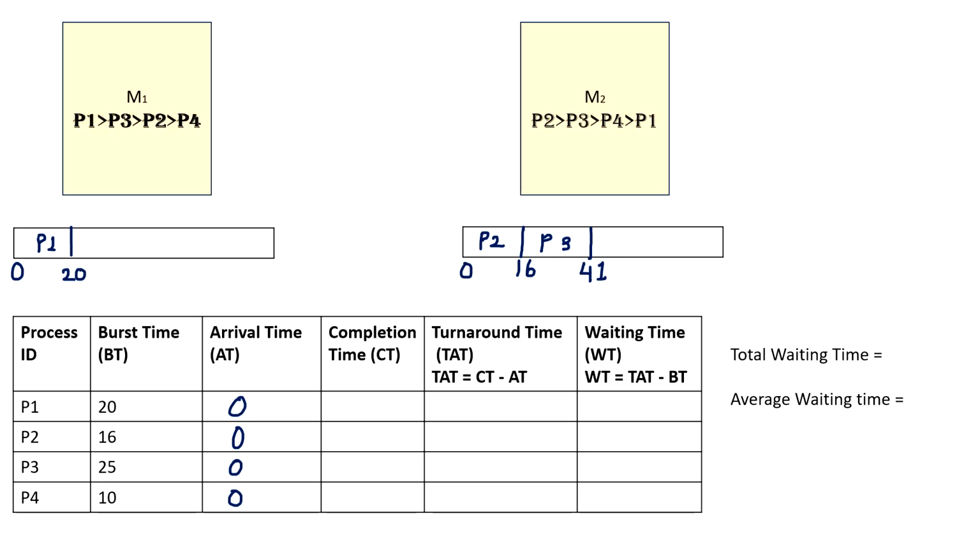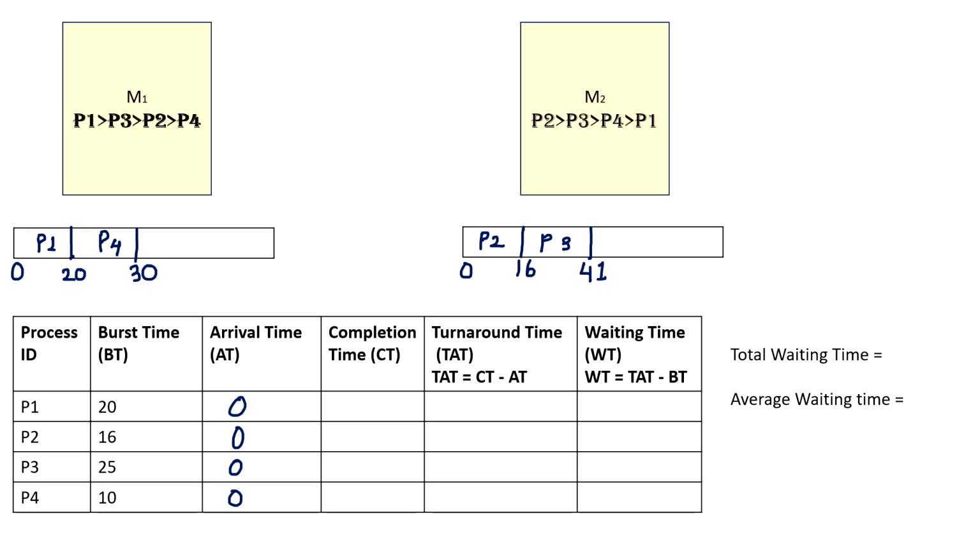And now at the 20th timestamp, you have just one process, P4, waiting. So obviously there is no question of priority here. It has to be scheduled because no other process is waiting anymore. And this gets executed for 10 milliseconds before it finally concludes.